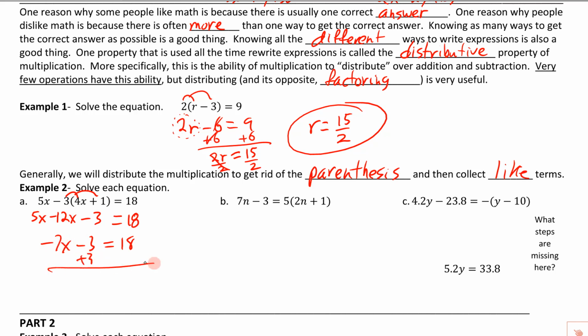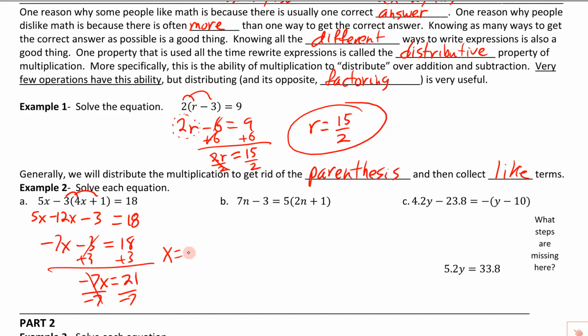So I'm going to add 3 to this side and add 3 to this side. Those are going to cancel. I get a negative 7x over here. 18 plus 3 is 21, and then we're going to divide by negative 7 on both sides. We're going to cancel that, and we end up with x equals, let's check and see here.